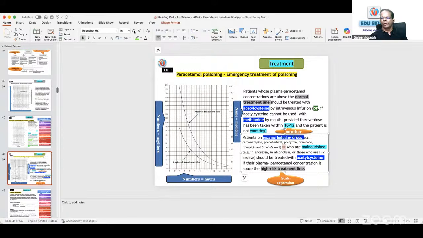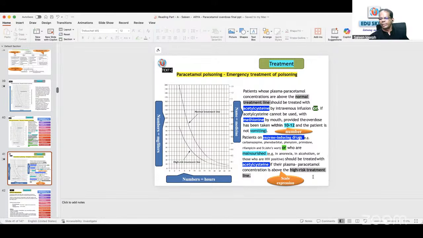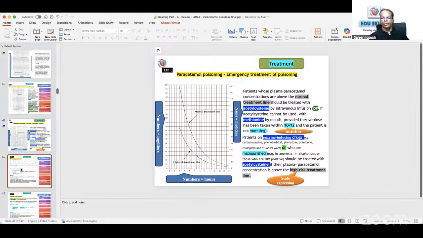Definitely you have to highlight all the conjunctions. Yes. Then you have scale expressions above the high risk. High risk is the scale expression. Yes, treatment line. Cool. That's right, right? Shall we go to the next?